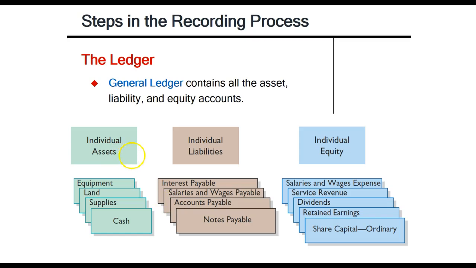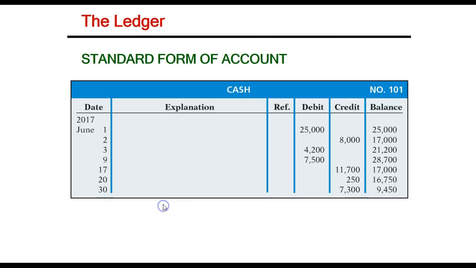Now, we transfer that information to what's called the ledger. The ledger has a card for every account. Individual asset accounts like equipment, land, supplies, and cash. Liability accounts, interest payable, wages payable, and so on. Equity accounts, expense accounts, revenue, dividends, retained earnings, and share capital. Think of these as a box of cards. Each card has an account. And the standard form of that account is just this, a date. This account is cash. It has number 101. And on June 1st, there was a debit to cash as part of a journal entry.